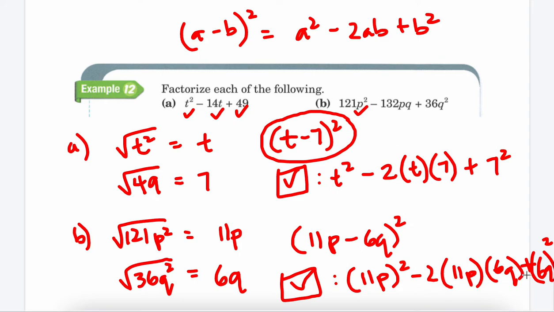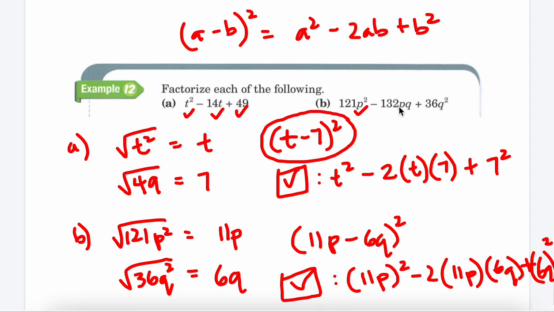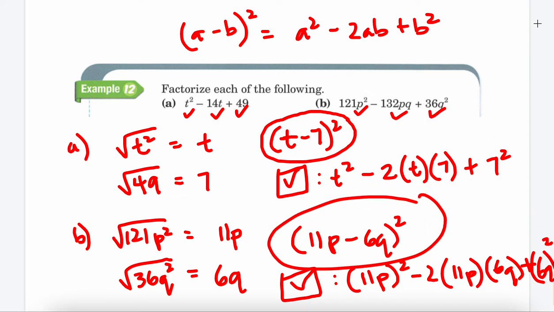Negative 2 times 11 times 6, that's negative 22 times 6, that's 132, right? Negative 22 times 6, yep, 132 times pq, yep, plus 36, yep, this is 6 times 6, 36, q squared. All right, that's our answer.